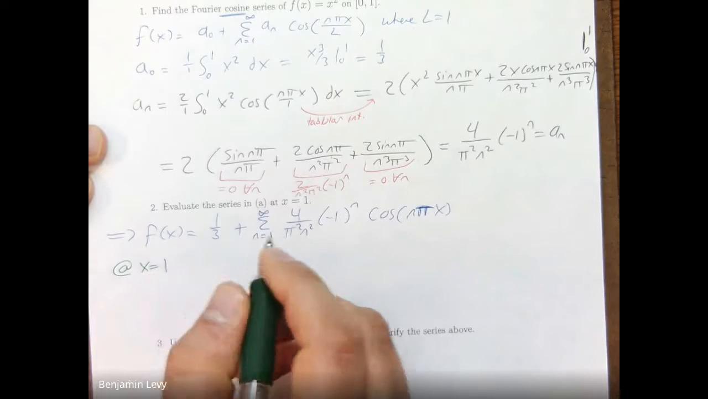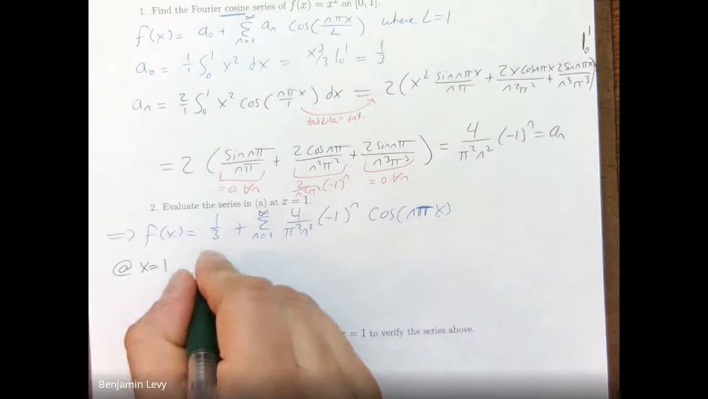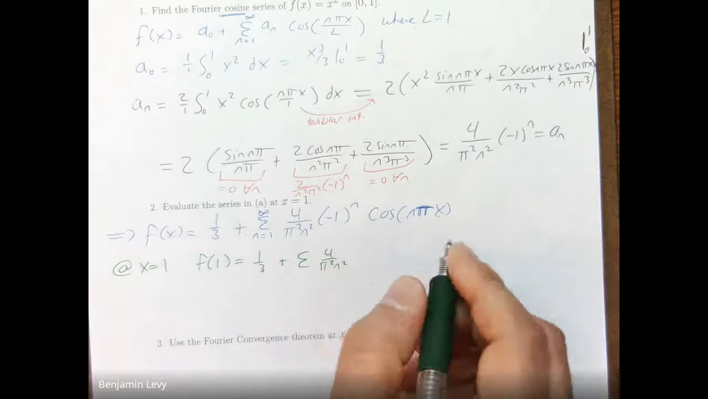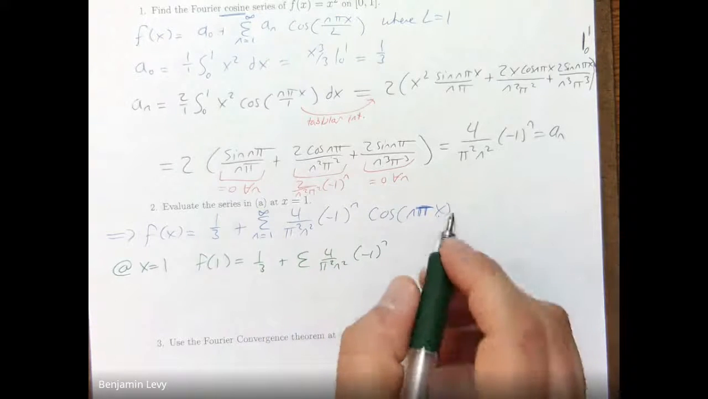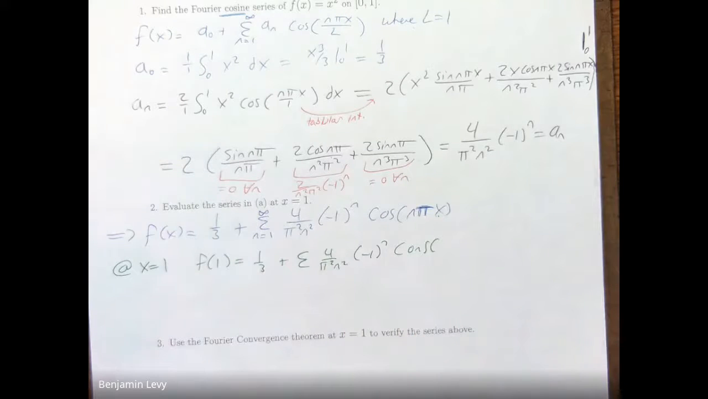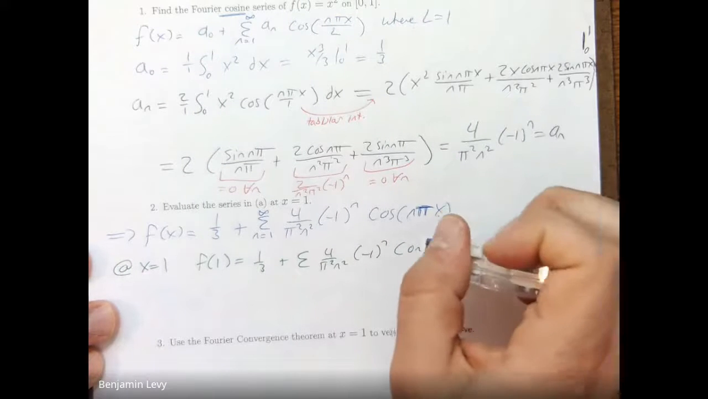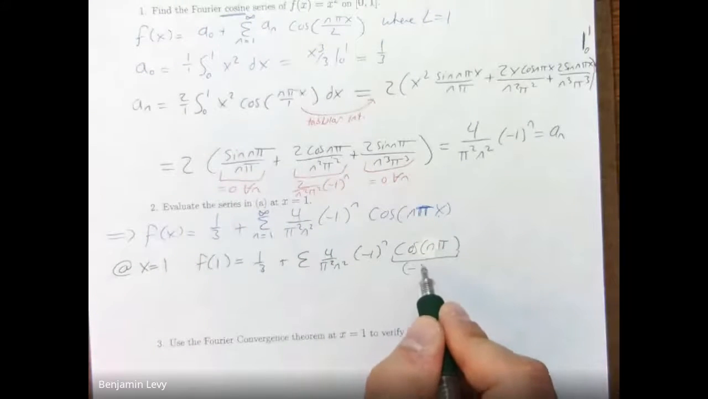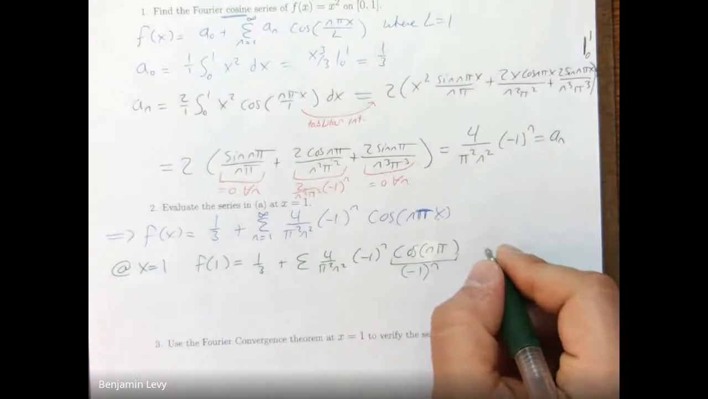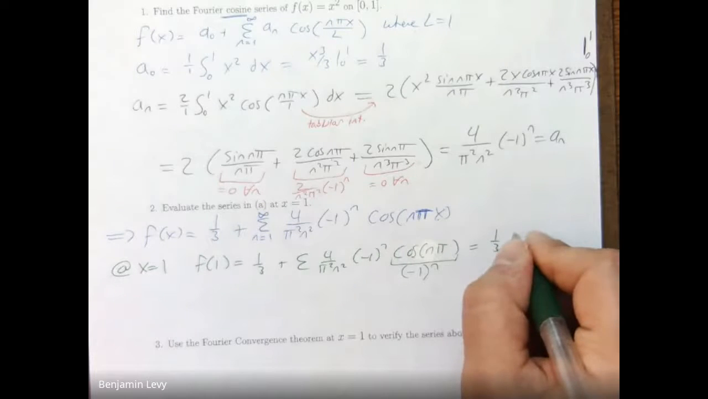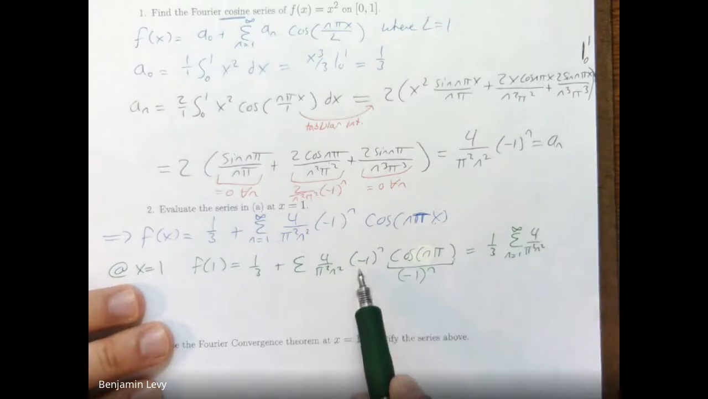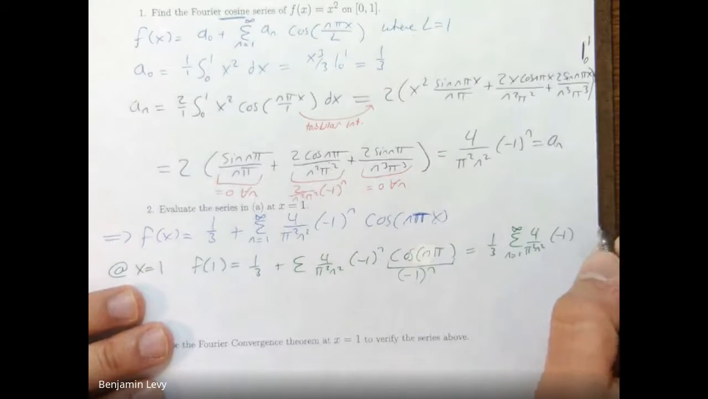So at x equals 1, I'm going to plug in x equals 1 to here. f of 1 is 1/3 plus this sum of 4 over pi squared n squared times minus 1 to the n. And when you plug a 1 in here, it just becomes cosine n pi again. And we know that cosine n pi is minus 1 to the n again. We keep seeing that over and over again. And so really, this becomes 1/3 plus the sum from n equals 1 to infinity of 4 over pi squared n squared, and then we have minus 1 to the n times minus 1 to the n. And so that is minus 1 to the n squared, which is 2n.